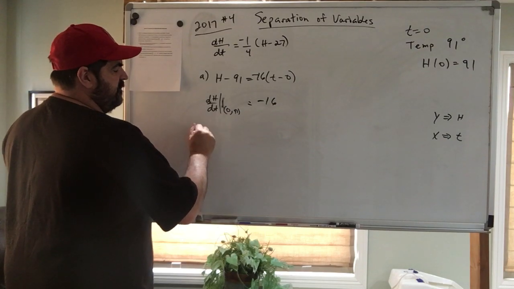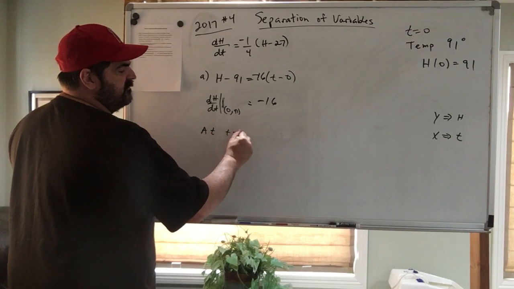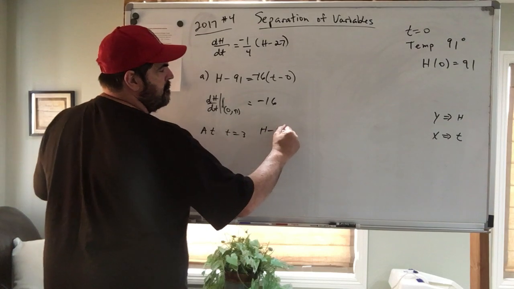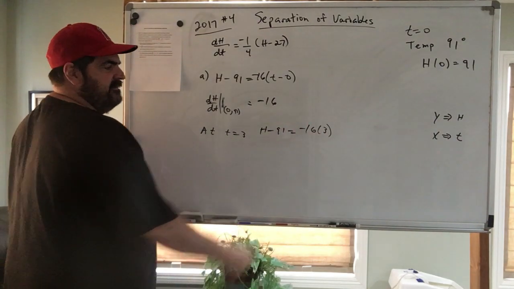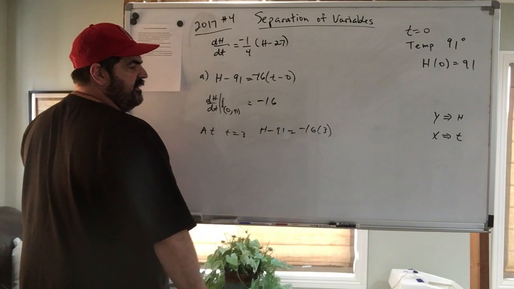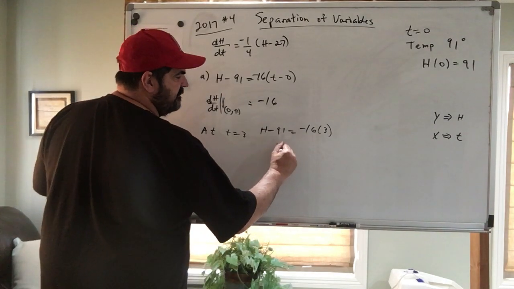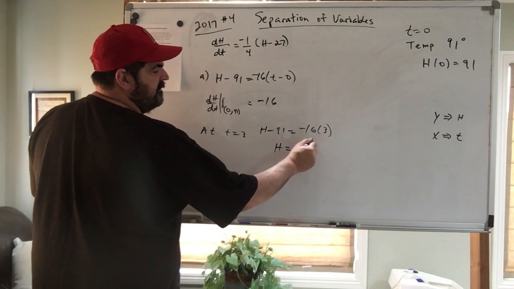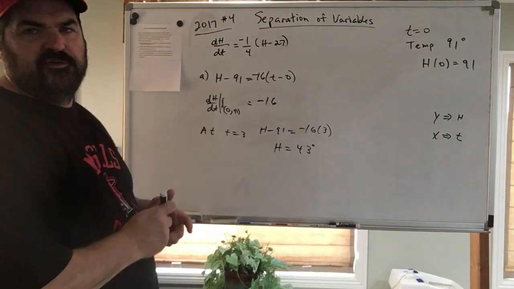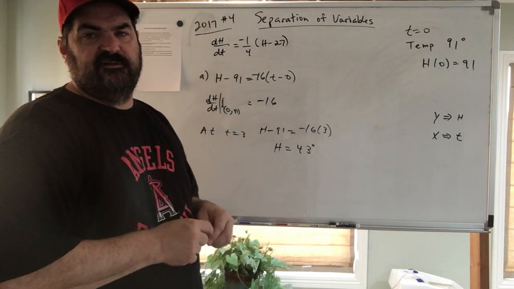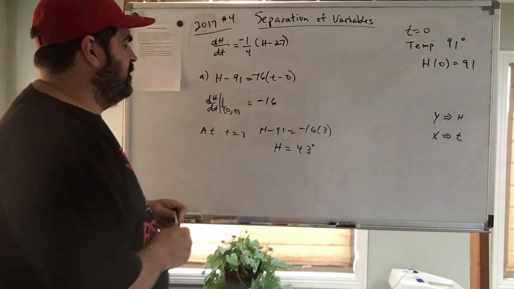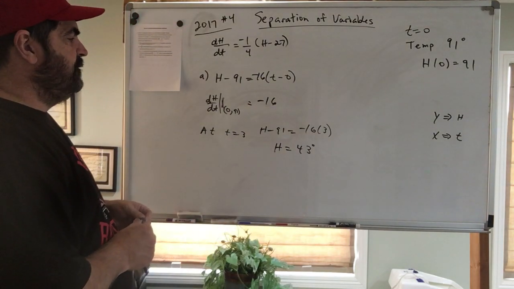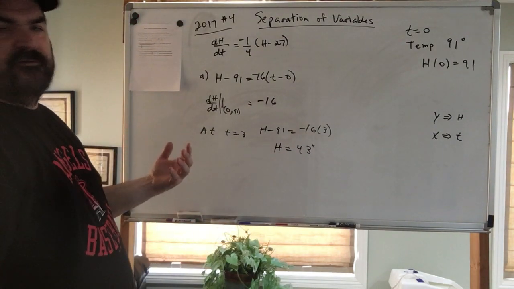So you could tell them you're going to plug in 3 at t equals 3. All right, that's a negative 48 over there. Add the 91 in. What is that, 43 degrees? So after 3 minutes, the temperature's down to 43 degrees Celsius. To you guys, that'd be cold, but that's nice and still warm. So 43 degrees Celsius is the temperature. So that's what's happened over time.